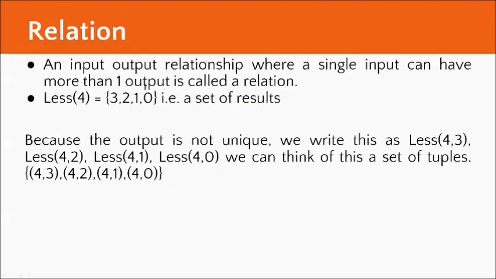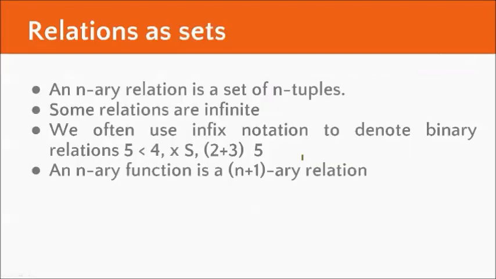So relation. An input-output relationship where a single input can have more than one output is called a relation. So if you have one input and then you have more than one output, that is a relation. Because the output is not unique, we write this as less for 3, less for 2, less for 1, less for 0. We can think of this as a set of tuples. So relations as sets. An n-ary relation is a set of n-tuples. Some relations are infinite. We often use infix notation to denote binary relations. So we can use infix notation by using this notation. And an n-ary function is an (n+1)-ary relation.